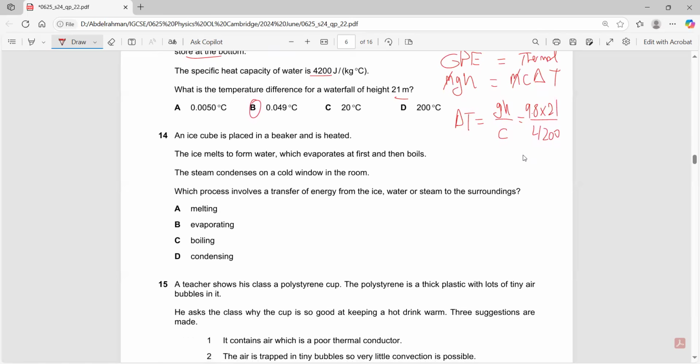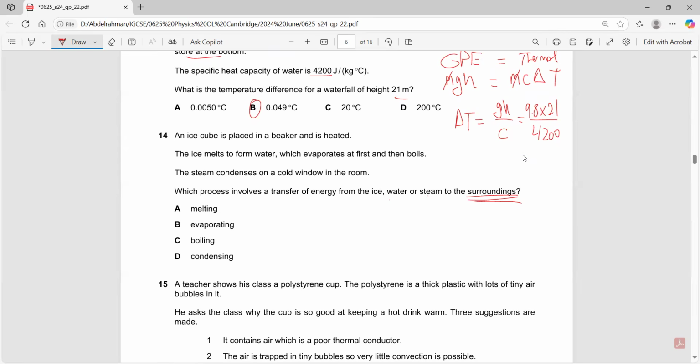An ice cube is placed in a beaker and is heated. The ice melts to form water, which evaporates first, then boils. The steam condenses on a cold window in the room. Which process involves the transfer of energy from ice, water, or steam to the surroundings? To the surroundings. Meaning that the water will lose energy and this energy is transferred to the surroundings.